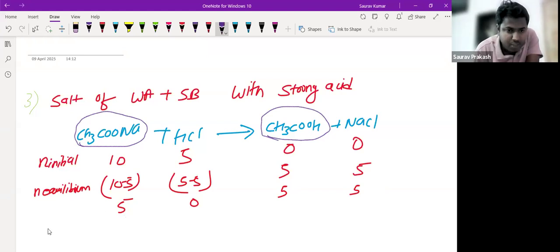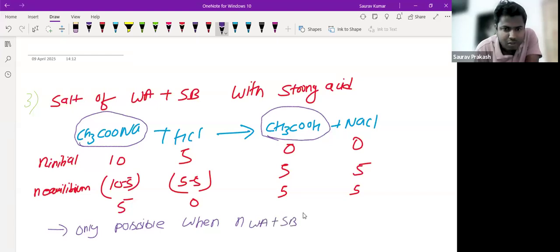So this is possible only when the number of moles of salt of weak acid and strong base is greater as compared to strong acid. So we have learned three methods for the preparation of acidic buffer solutions. Now next, you are going to learn pH calculation.